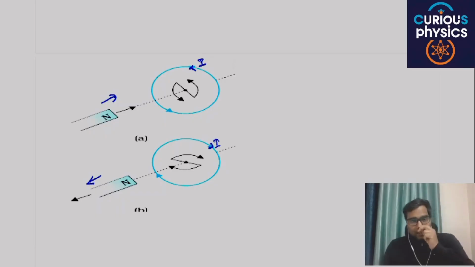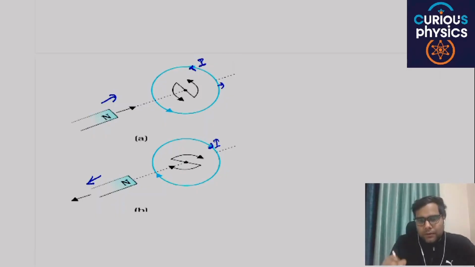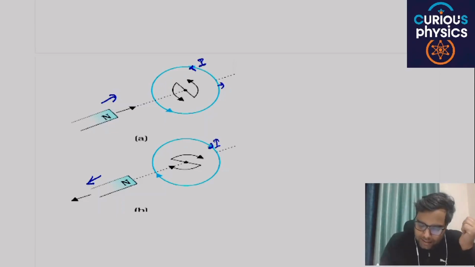Okay, and one more section is given in your book, that this particular law, Lenz's law, follows the concept of conservation of energy. To prove this point, let's say the direction of current is opposite to the direction which we have justified.